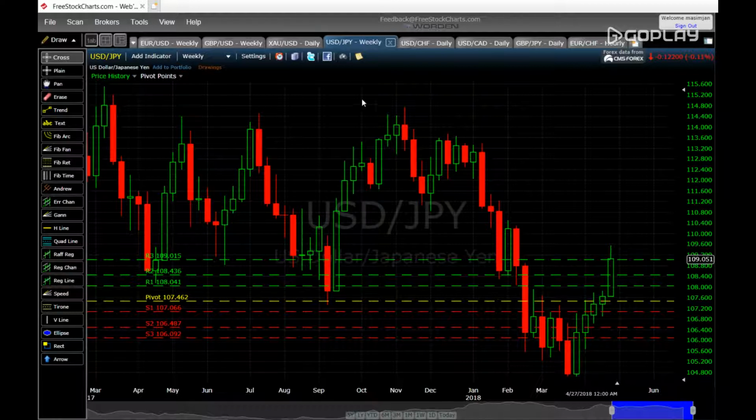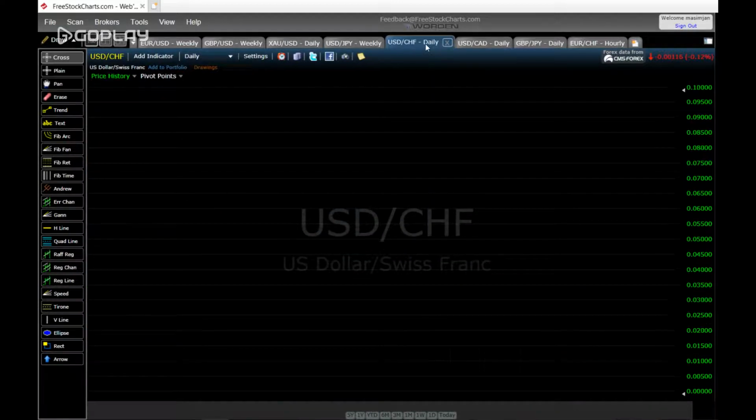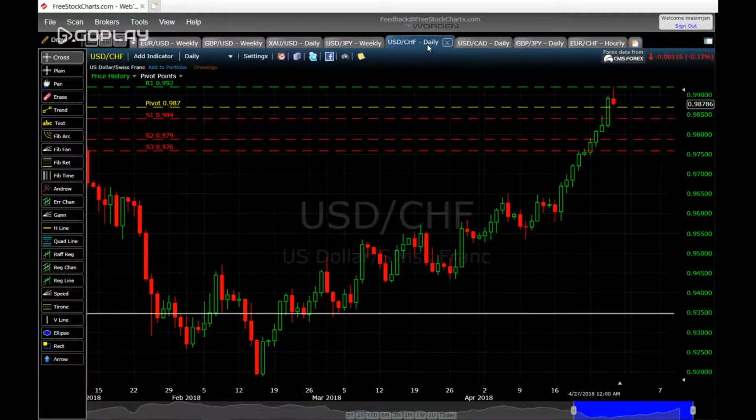Now going into USD Swiss franc. USD Swiss franc has bounced back from resistance 1, which is at 0.992, and currently it's trading at 0.98786. I'm expecting that it will try to approach S2, which is support 2 at 0.979, at the end of Monday or Tuesday, and further on we will look into the weekly chart.